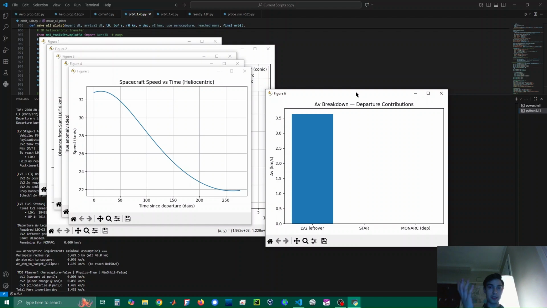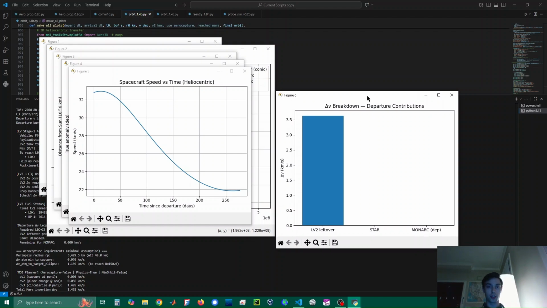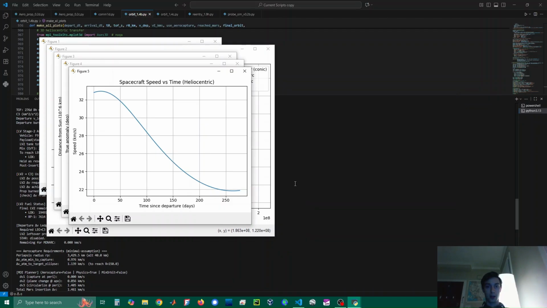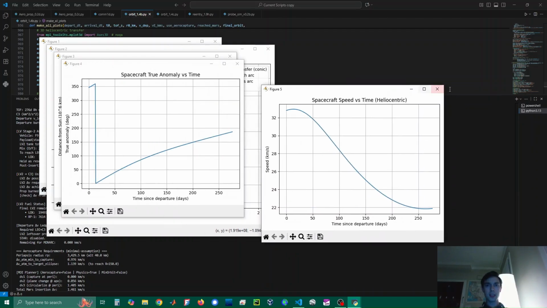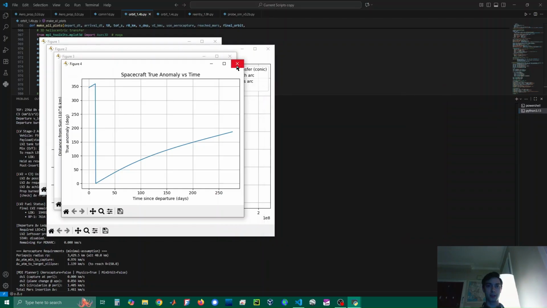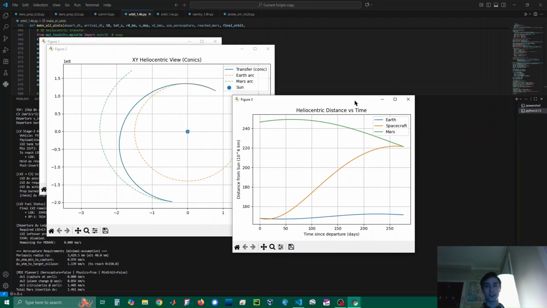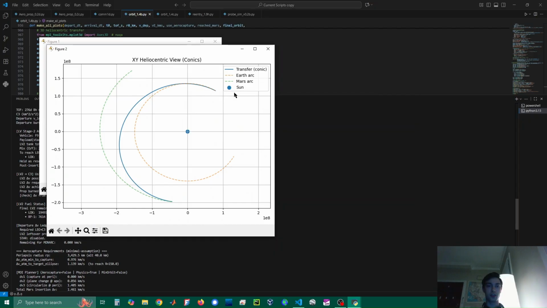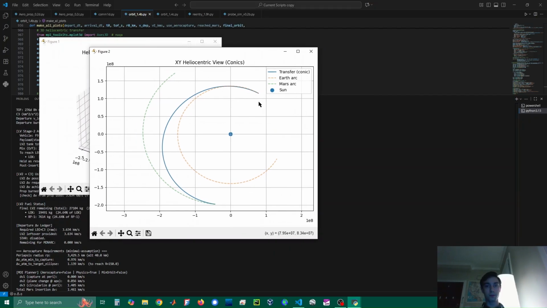And this is to basically do our Earth departure. And as you can see, we have plenty of leftover in our second stage. The spacecraft speed, not very interesting. Our true anomaly, not very interesting. Heliocentric distance, not very interesting. Heliocentric view. So as you can see, we are doing a Hohmann transfer.